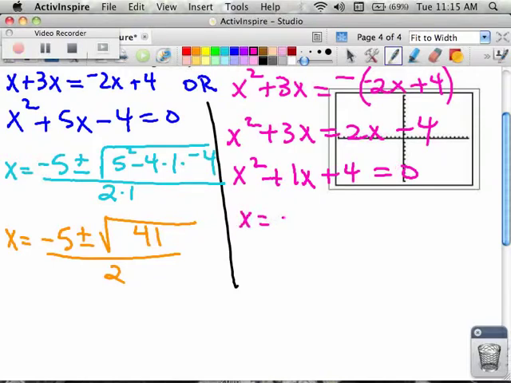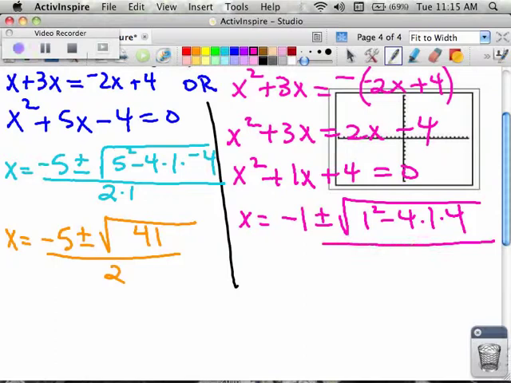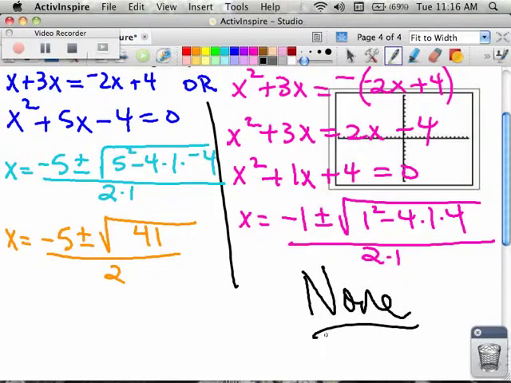x equals the opposite of b plus or minus the square root of b squared minus 4 times a times c, all over 2 times a. What do you notice? You're square rooting a negative. So there are no solutions in here. You have a negative number under the radical, so you can't get any answers from that particular problem.